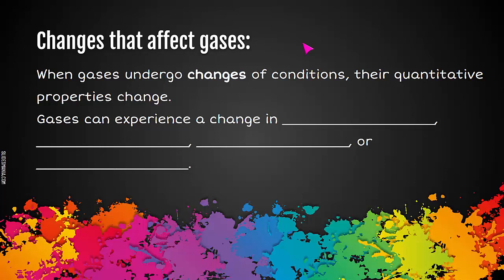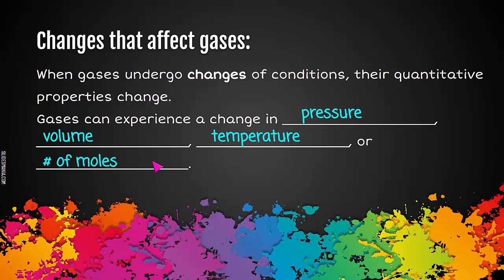So the four measured values that we use to describe the conditions of a gas are the following. Pressure, which remember is the force that the particles are hitting the wall with. The volume of the gas, which is the space that it takes up. The temperature, which is related to the speed of the molecules. And the number of moles, which is related to the number of molecules.